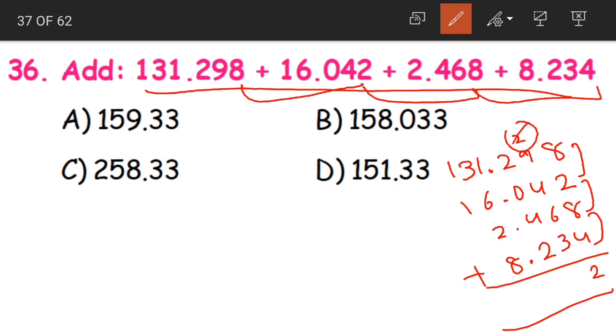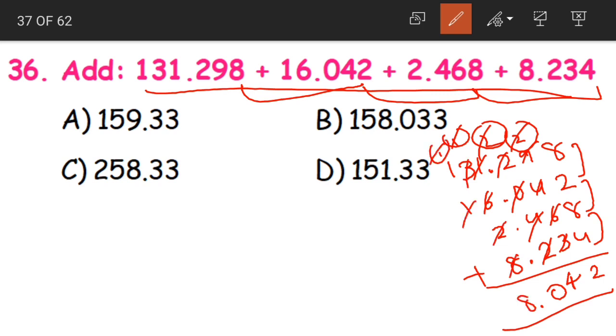2 carried, 9 plus 2 is 11, 11 plus 4 is 15, 15 plus 6 is 21, 21 plus 3 is 24. 4 here, 2 carried, 2 plus 2 is 4, 4 plus 0 is 4, 4 plus 4 is 8, 8 plus 2 is 10, 0 here, 1 carried, 2, 8, 10, 18, 8 here, 1 carried, again 1 plus 3 is 4, 5, and then lastly we have 5.